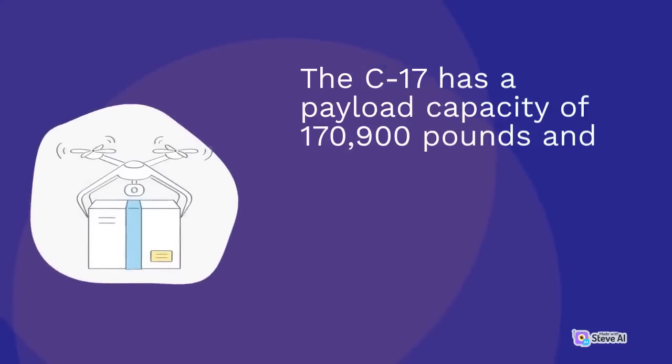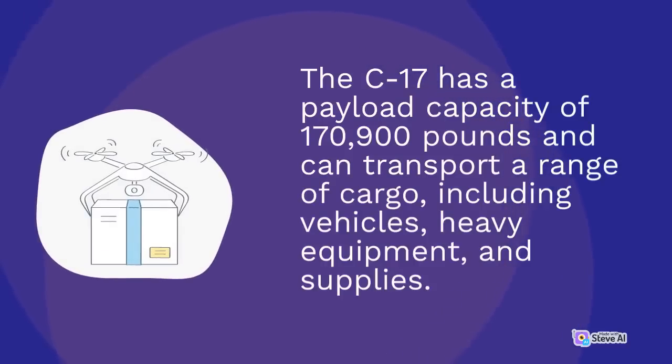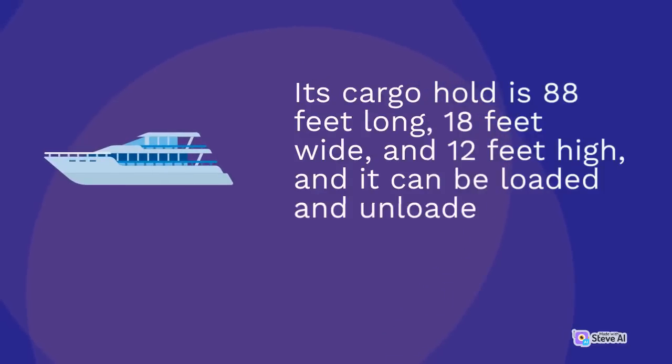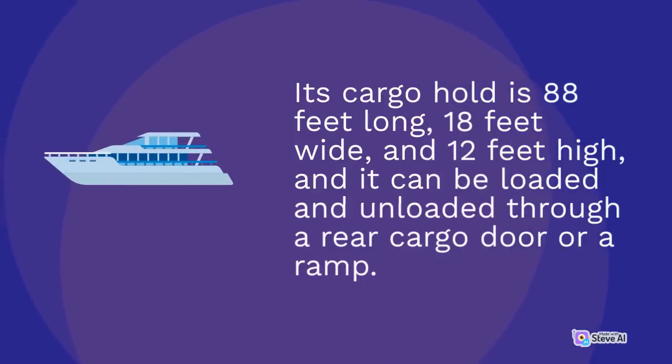The C-17 has a payload capacity of 170,900 pounds and can transport a range of cargo, including vehicles, heavy equipment, and supplies. Its cargo hold is 88 feet long, 18 feet wide, and 12 feet high, and it can be loaded and unloaded through a rear cargo door or a ramp.